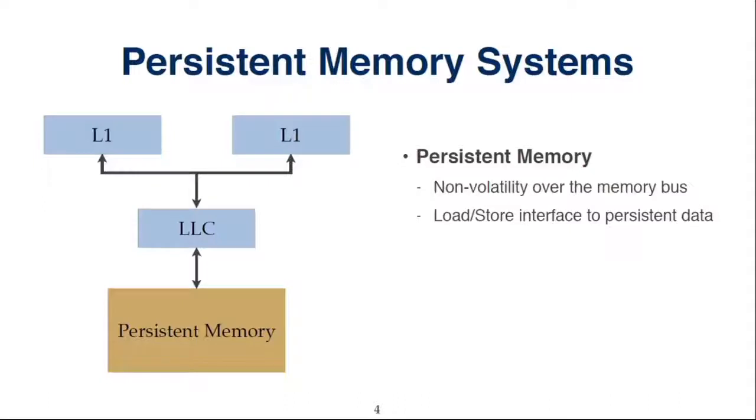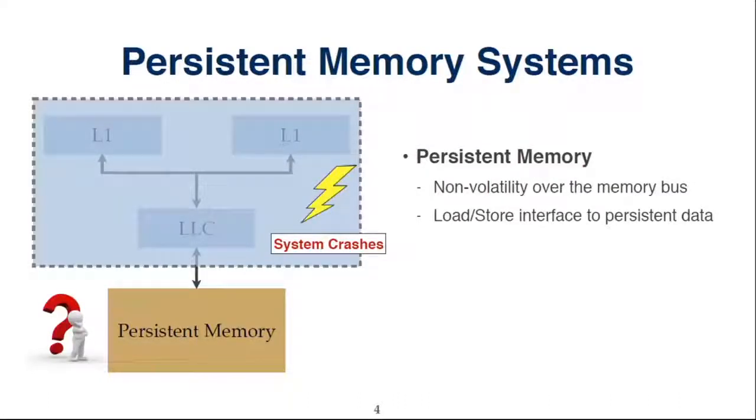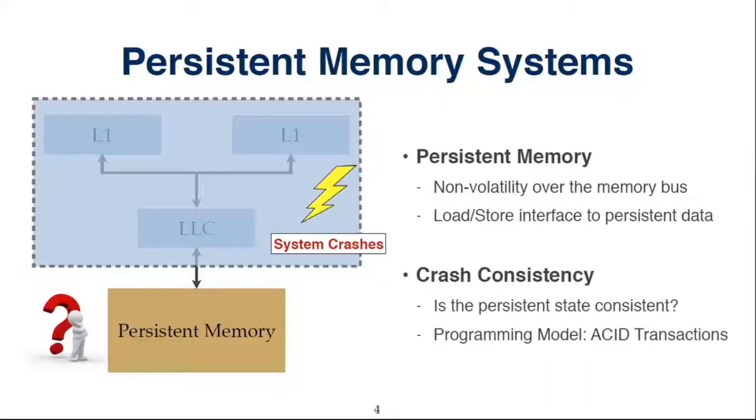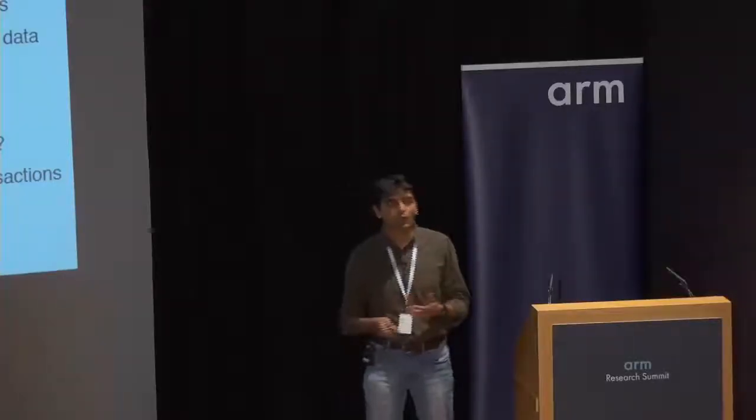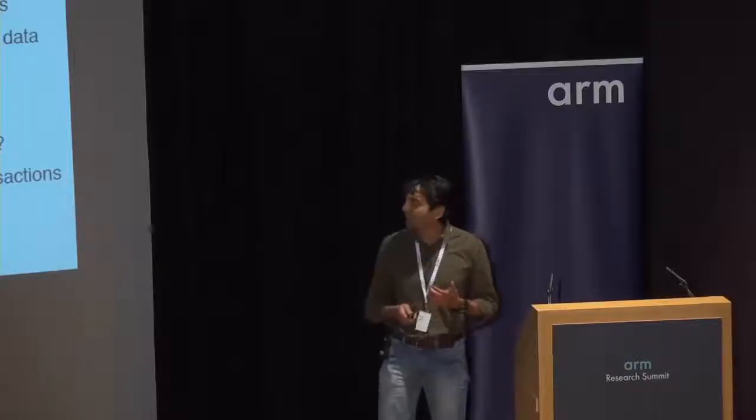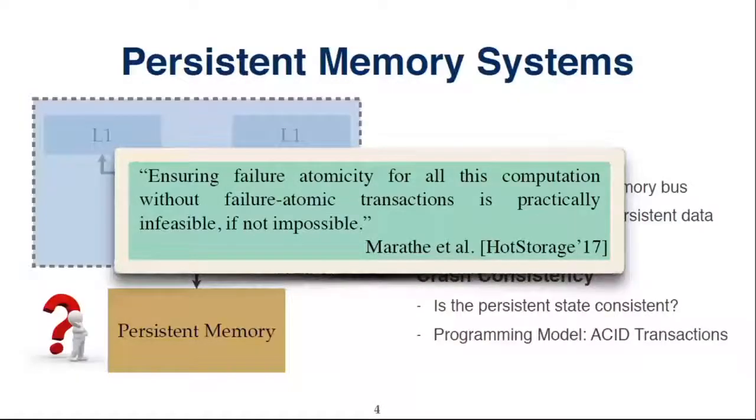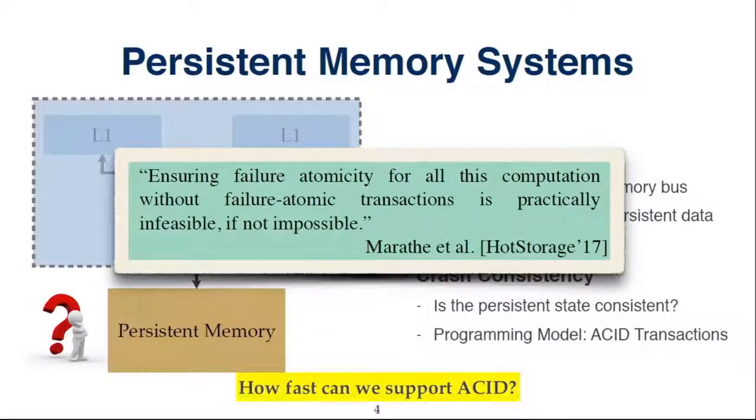So the real question in this case is what happens to the state of data in persistent memory in the event of a system crash? This is known as the crash consistency problem, and people have proposed multiple programming models to ensure that on a crash, the state in persistent memory is either consistent or can be recovered to a consistent state. ACID transactions is one of the most widely used programming models for this purpose. And in fact, Oracle has argued that providing failure atomicity for certain application scenarios is practically infeasible without using ACID or failure atomic transactions. So here we want to ask the question: how fast can we support ACID?